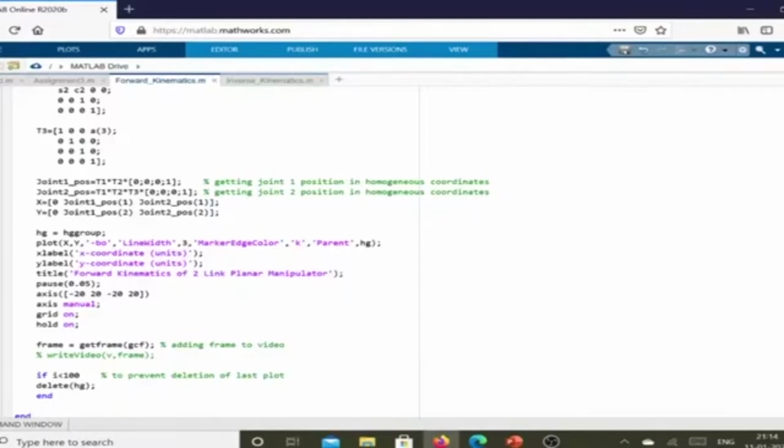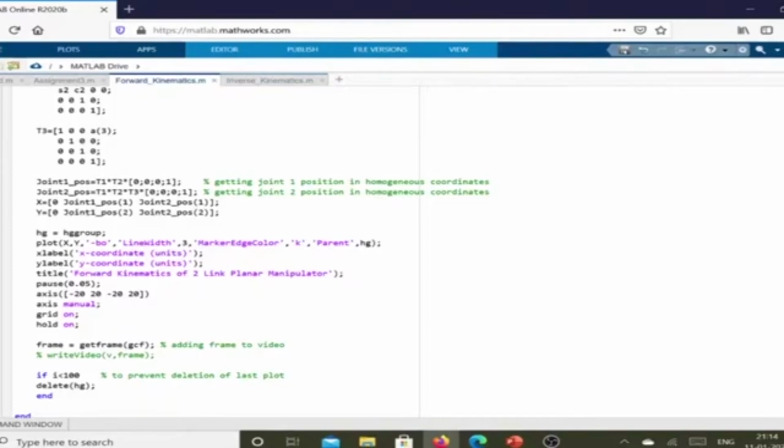Why? Because we want only that 4 1 coordinate. This is a 4 by 4 matrix, so the first element of the fourth column, basically the 1 4 element, is what we want. In order to get that, we are multiplying this with 0 0 1. You can also get that simply by writing joint position on this matrix, taking the element 1 4. That is also possible.